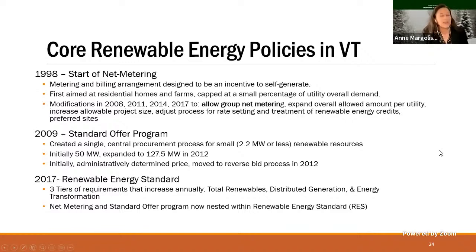So we had these two programs, net metering and standard offer. And then we as a state, the legislature, created the Renewable Energy Standard in 2017. And that creates a requirement on the utilities to supply increasing amounts of renewable energy to customers every year. We'll talk about the details of that in a minute. And the net metering and standard offer resources sort of fit under that paradigm, in that both those types of resources are allowed to contribute to what's called Tier 2, or the distributed generation tier of the Renewable Energy Standard.